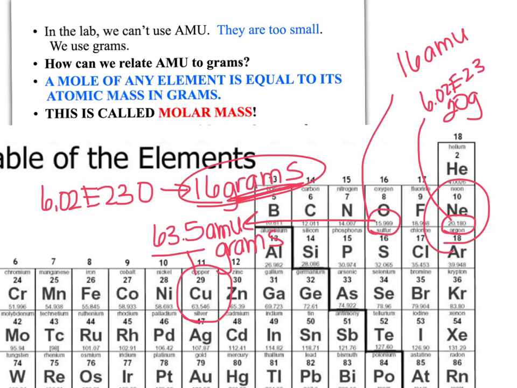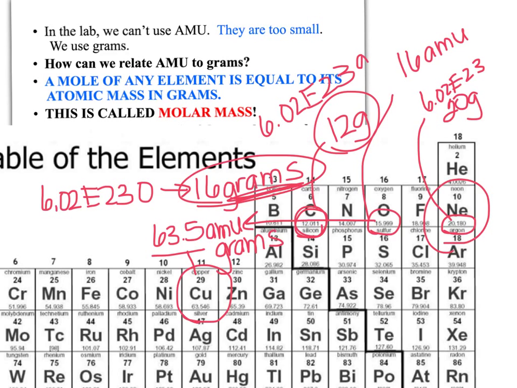Now notice, we could measure that in the lab. If I sent you to the balance, I could say, measure out for me 1 mole of carbon. And you'd say, well, how much does a mole of carbon weigh? Oh, 6.02 times 10 to the 23rd atoms of carbon will weigh 12 grams. So if you went to the balance and weighed out 12 grams of carbon in that sample, you would have approximately 6.02 times 10 to the 23rd atoms of carbon.